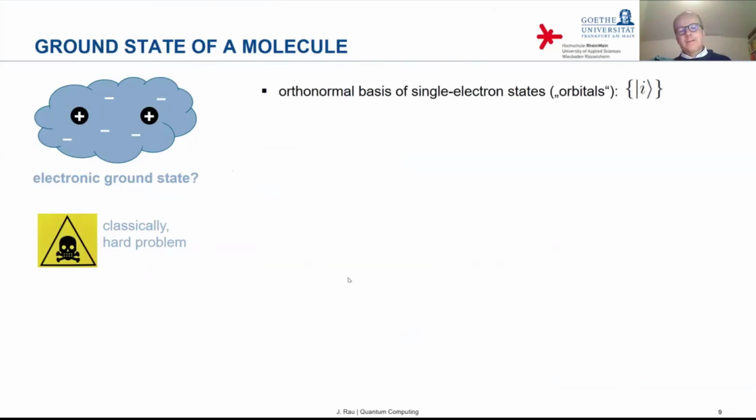Before we talk about how this can be tackled more efficiently with a quantum computer, let's consider a few basic physical insights about this problem. Let's define an orthonormal basis of single electron states. These are also called orbitals. So if we consider a single electron, then a single electron can be described in a Hilbert space spanned by these orbitals, these orthonormal basis states.